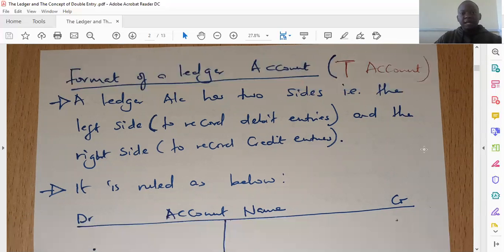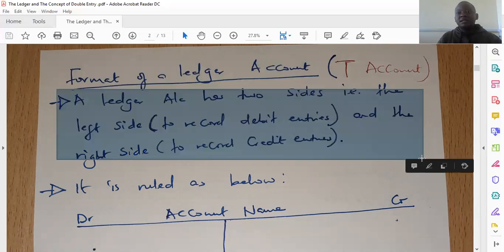So a ledger account has two sides. That is the left side that is used to record the debit entries, and the right side that is used to record credit entries. So in short, we note that a ledger account has two sides, in which the left side is used to record the debit entries, and the right side is used to record credit entries. Note this: the left side is for debit entries and the right side is for credit entries.